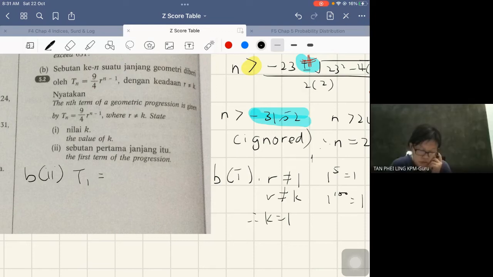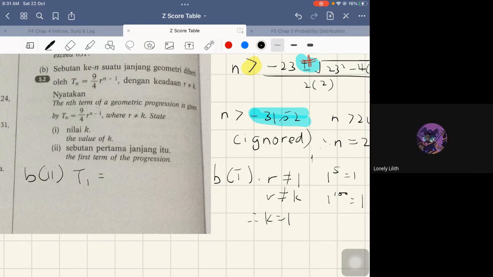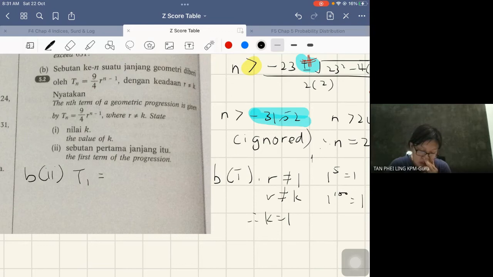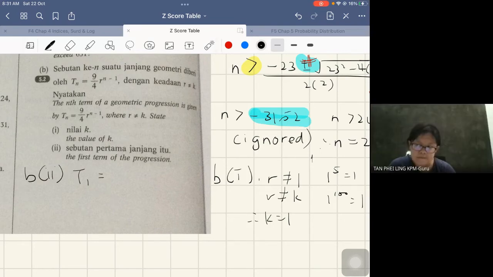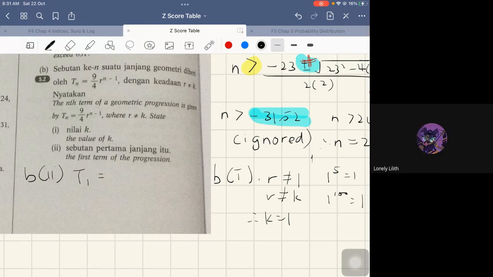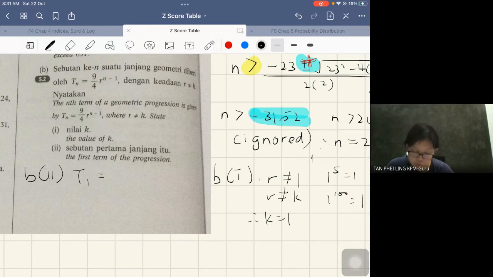R cannot be 0 also. Oh. So maybe if R is 0, then 0 power anything is 0, so maybe it should be K less than R, K less than 2. Mm. Cannot say K less than 2 because you can take the K as a negative number, right? It's just that it cannot be equals to 1, it cannot be equals to 0.